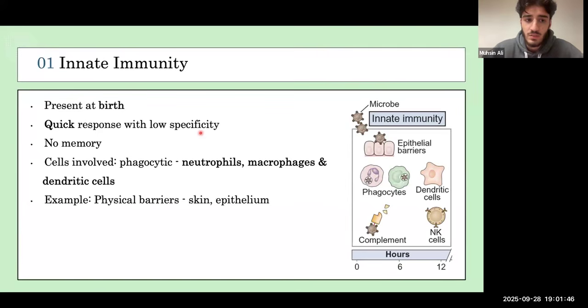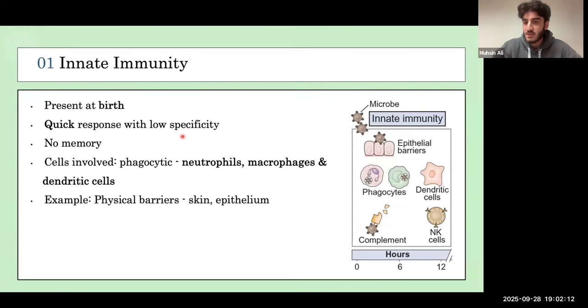So let's start with the innate immunity. So your innate immunity is present at birth, and it is also a quick response with low specificity. Now, what this means, by the way, is going to make a lot more sense, inshallah, when we talk about the adaptive immunity, where you'll be able to make this comparison between the innate and the adaptive. So your innate, as the name suggests, innate meaning it's there from the beginning, is present at birth. It's a quick response with low specificity.